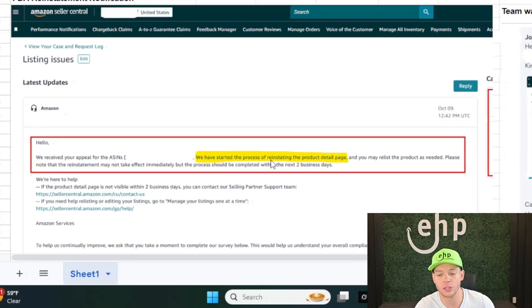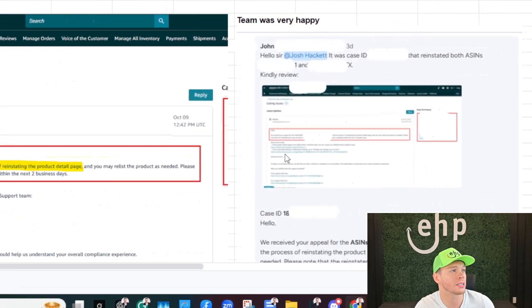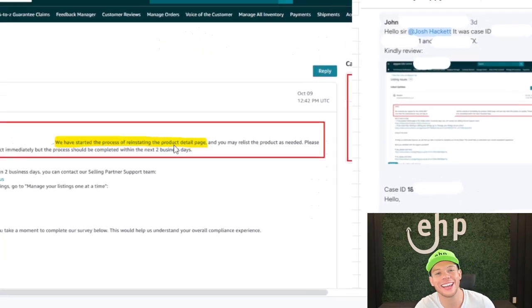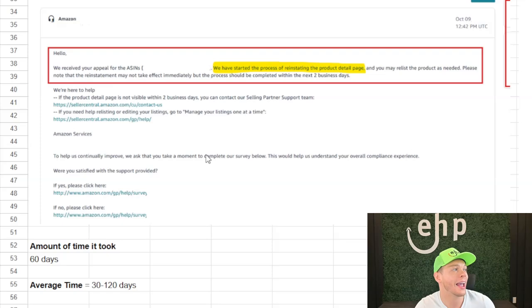And our team was extremely happy. You can see John on our team. He was like, we did it. Super happy because it did take quite a long time and was extremely difficult.